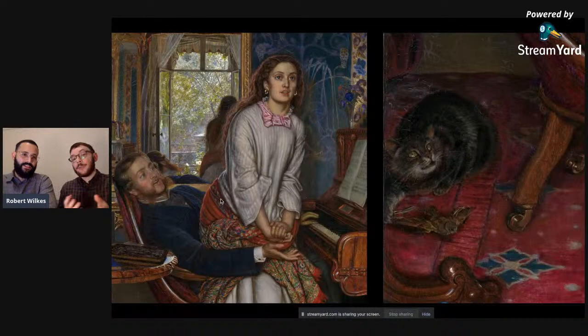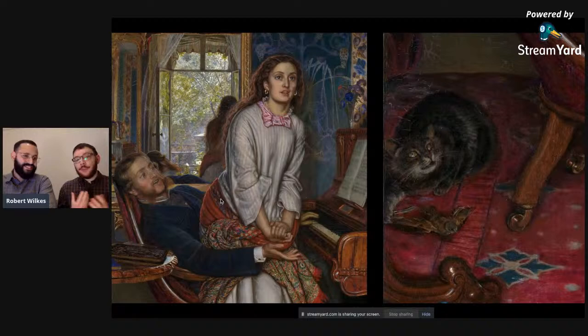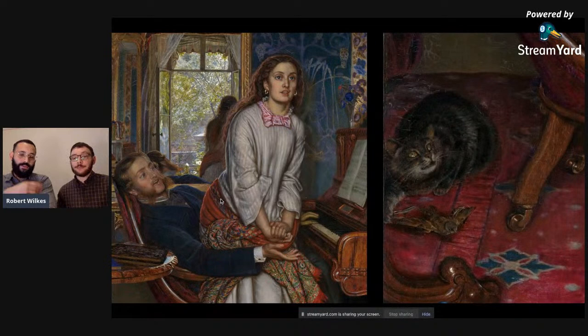And it was very shocking to depict a woman in this way. It may not look like much to us now, but she's essentially wearing her night dress. She's in a state of undress. But the Pre-Raphaelites were dedicated to depicting these kinds of subjects, even if they were controversial.